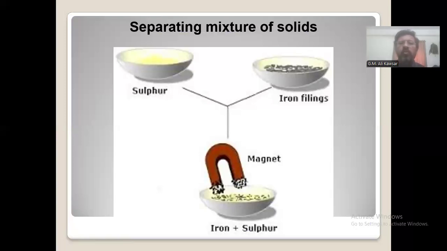Now look at this picture here. Suppose you have a mixture of sulfur and iron. How can we separate it? It's a very easy technique. You know that iron is a magnetic substance, so if you bring a magnet close to the mixture, all the iron particles will be attracted towards it and separated by this process. In the picture, I think you will understand. Okay, let me change the slide. I hope you understood, students, and if you have any confusion, please let me know.